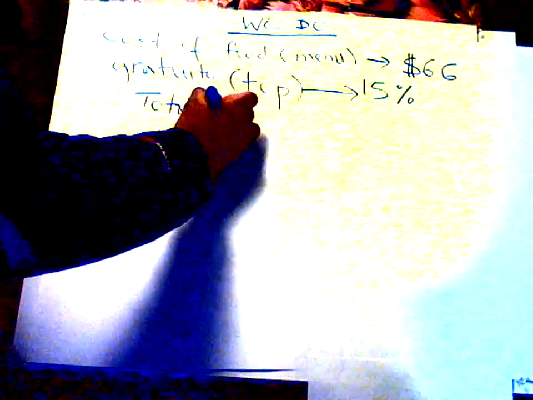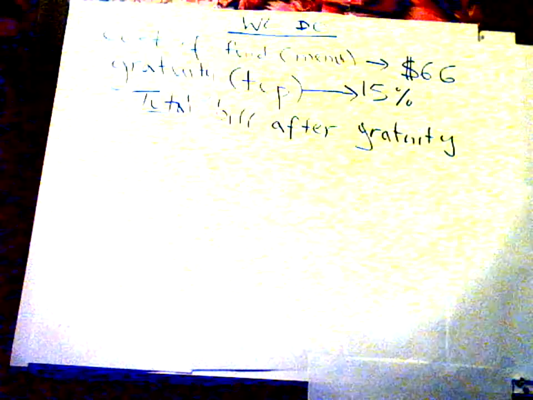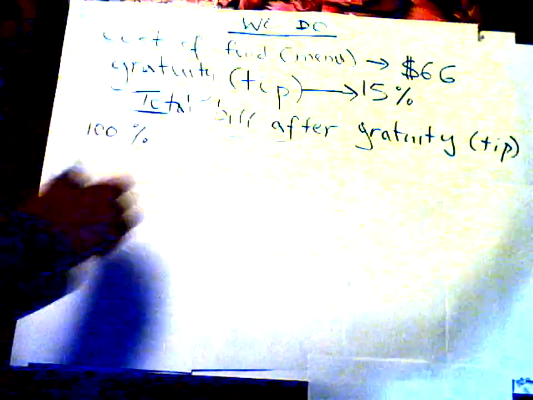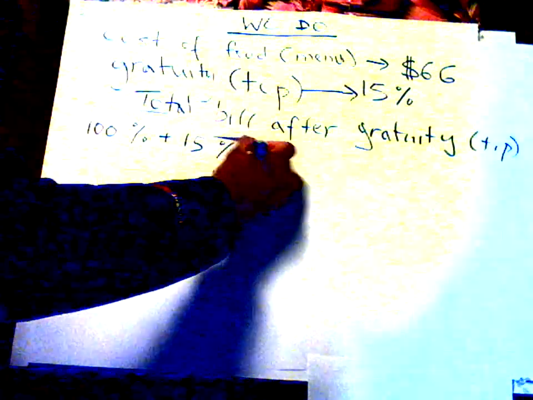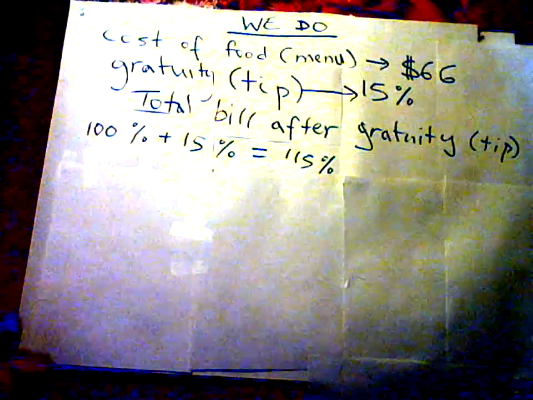So total bill after gratuity. Okay, that's how much money you paid after gratuity or tip. And again, since I'm thinking about the 100% cost, which is the $66, plus this extra 15%, I'm going to be required to pay 115% times the $66, okay?